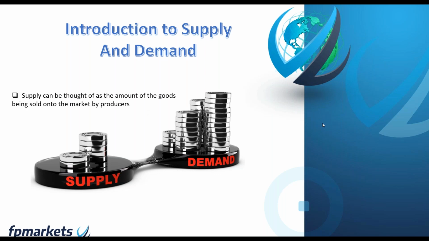Now, supply can be thought of as the amount of goods being sold onto the market by producers. At a higher price, this will obviously be more profitable for suppliers. Demand is the quantity of the goods that consumers wish to buy at different prices. At higher prices, less will be demanded. As prices fall, more of that good will usually be demanded.